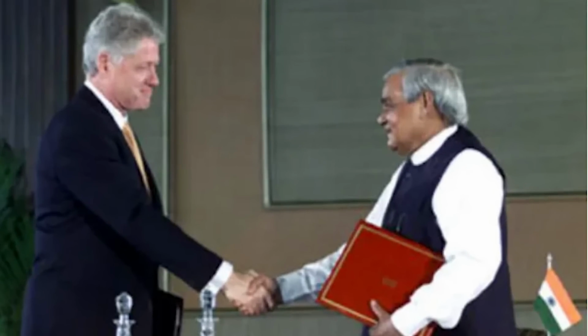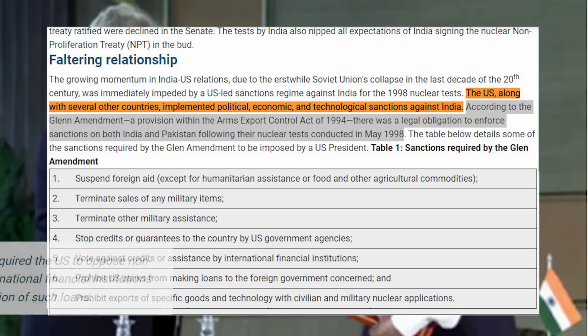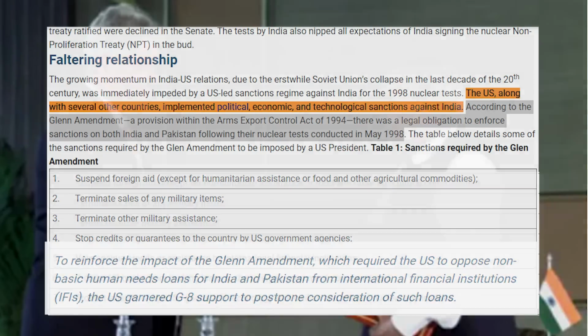And as expected, the US responded by slapping economic sanctions on India. This reaction was hardly surprising, given the US's track record.